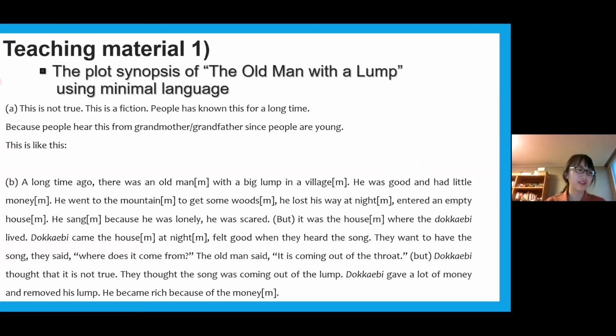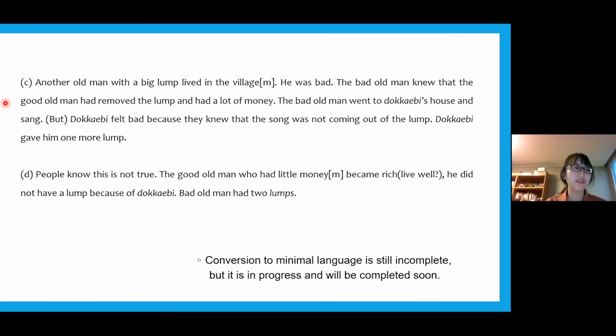So this is the first teaching material using minimal language. This plot synopsis will be provided before reading a main text. Text written in minimal language can be easily read by learners who do not have a high level of language skill. So A part says that this story is a traditional fairy tale, and B describes the character and background and event. And also this is an event of the good old man. And C is an event of the bad old man, and D is the ending of the story.